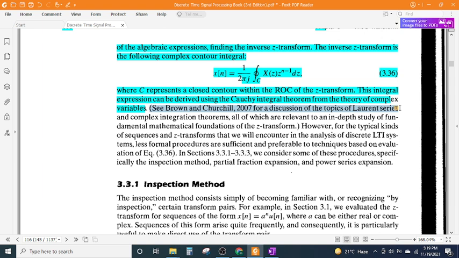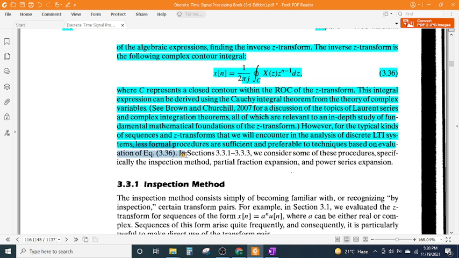However, for the typical kinds of sequences and Z-transforms that we will encounter in the analysis of discrete LTI systems, less formal procedures are sufficient and preferable to techniques based on evaluation of Eq. 3.36. In sections 3.3.1 to 3.3.3, we consider some of these procedures, specifically the inspection method, partial fraction expansion, and power series expansion.